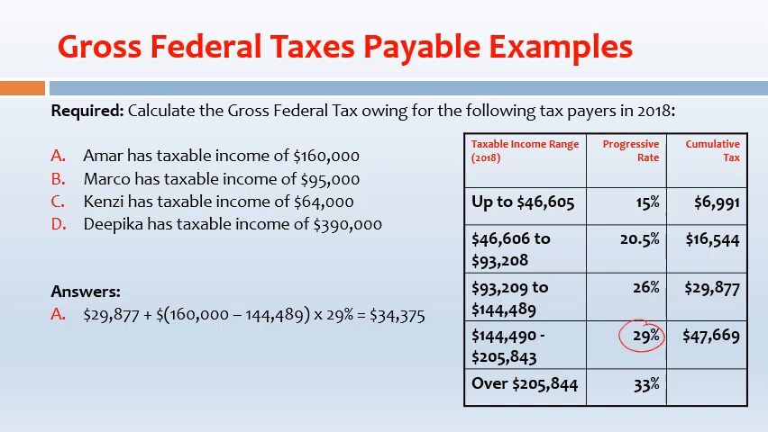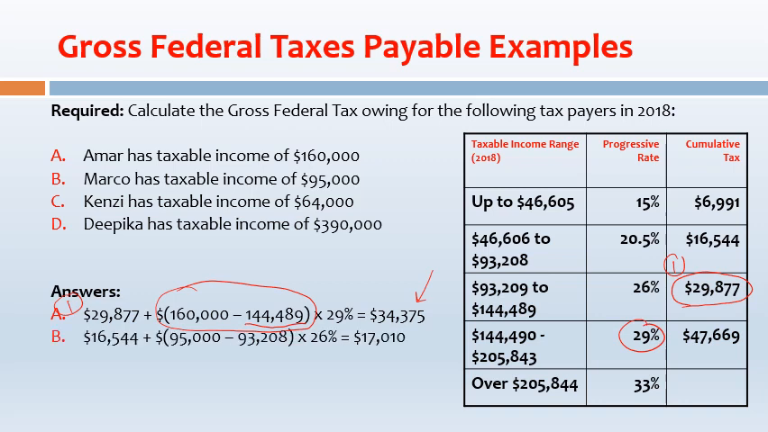To take a little shortcut, we know that we can start with 29,877 because those first three brackets are entirely full. So we'll take that amount and then we're going to determine the difference between what he's actually earned in taxable income minus the full brackets already of 144,489 right here. So we'll do 29,877 plus the difference between these two amounts. The difference between those two amounts is taxed at 29%, which gives us a total of 34,375 for Mr. Amar.